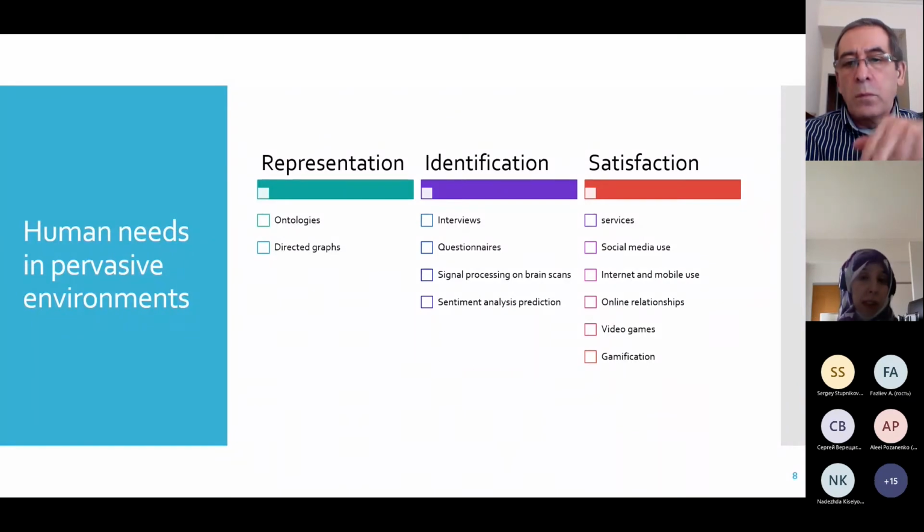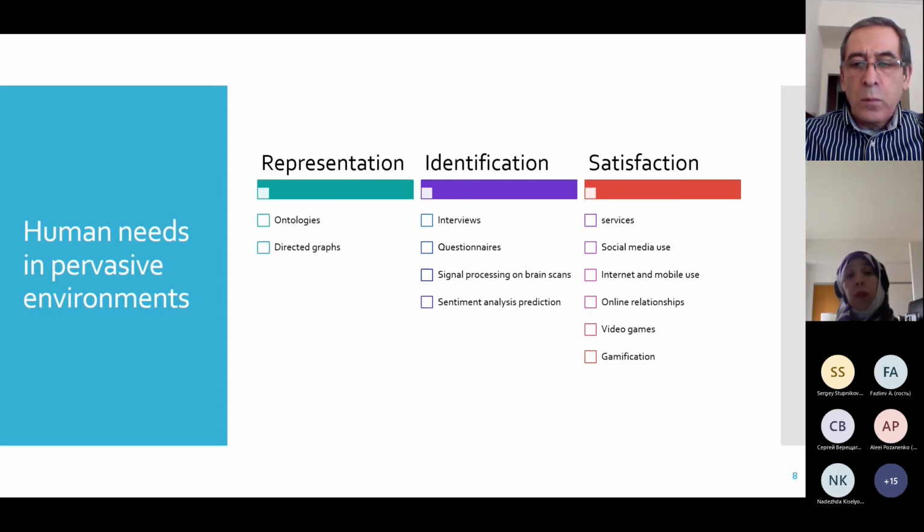We found out that there are three main areas in which human needs are studied in the literature and pervasive environments. First is needs representation, and we found examples of ontologies to represent human needs and also directed graphs. The second area is the identification of human needs, for which there are different methods, including interviews, questionnaires, signal processing on brain scans, and also sentiment analysis prediction.